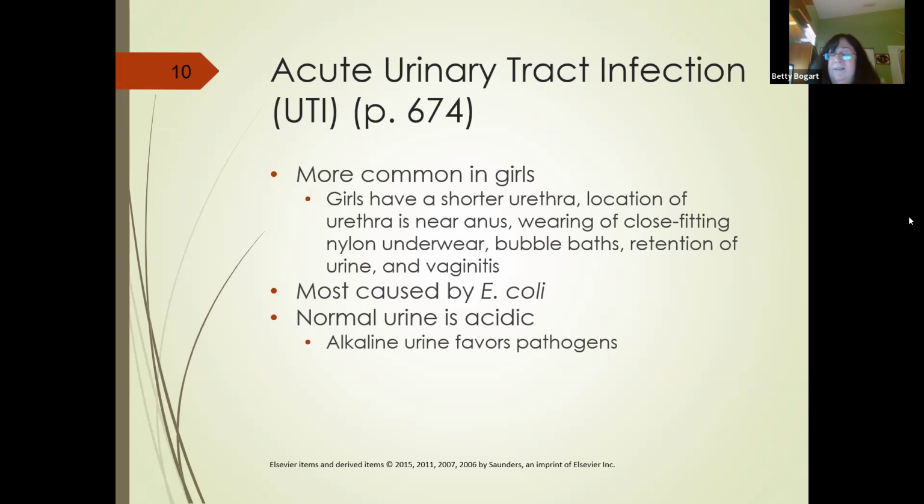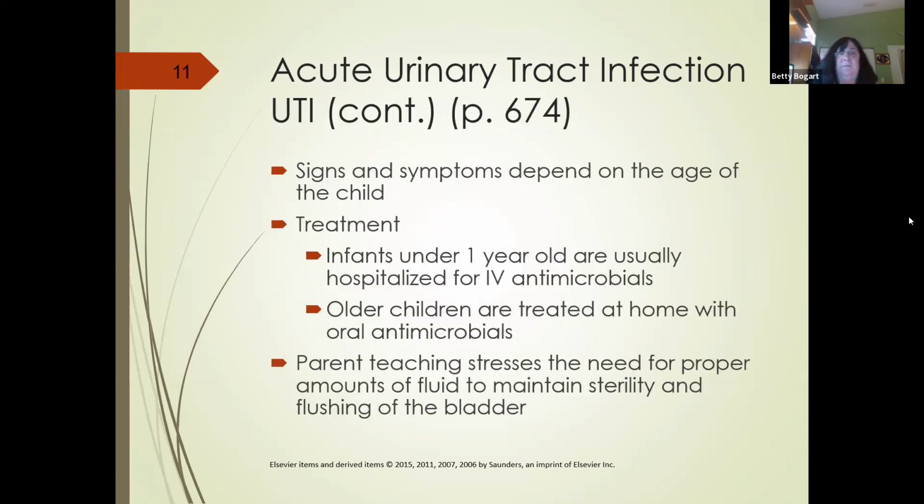And a lot of those things, just by changing the underwear, increasing fluids, no bubble baths, getting them urinating more frequently, help. Kids start to play with a toy and they forget. You can see them wiggling and they have to urinate. It's like, go get to the bathroom. The urine is acidic, okay? But the alkaline urine likes the pathogen, so it helps just a little bit. So what do you see? Signs and symptoms. Well, each kid is different, and it depends on their age.